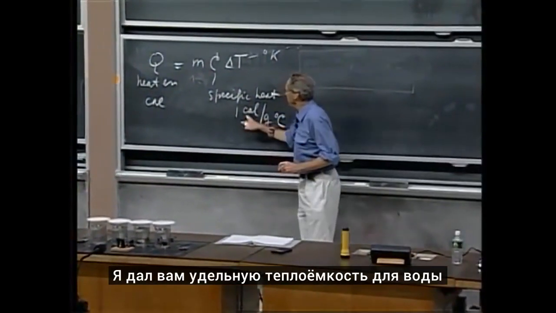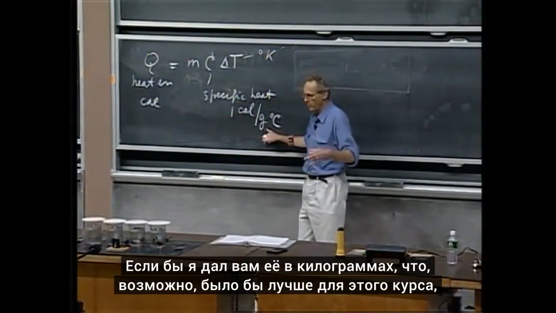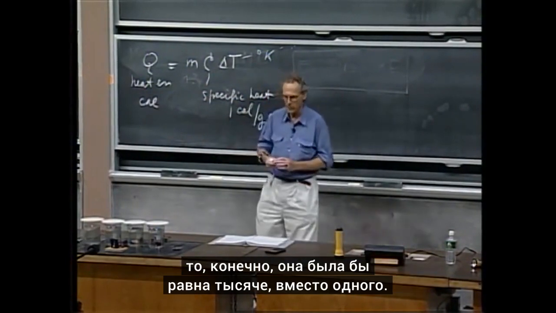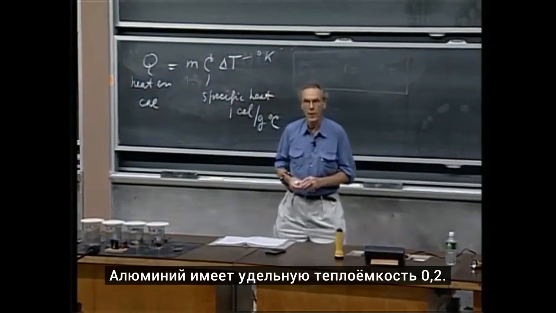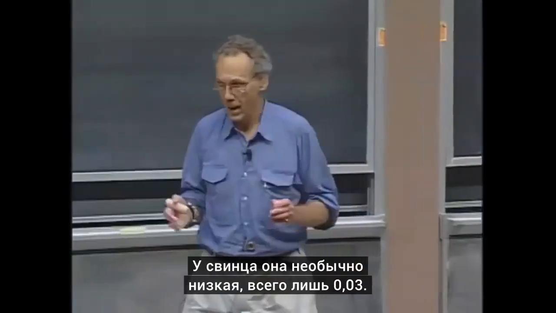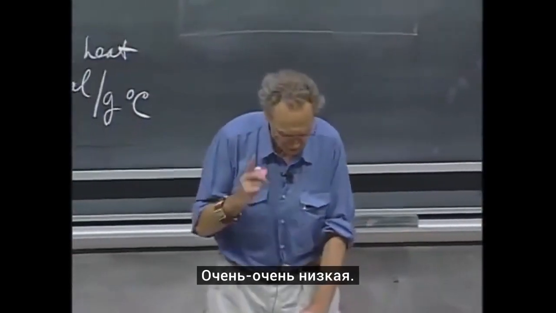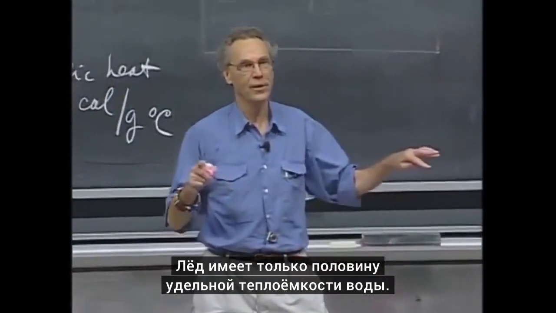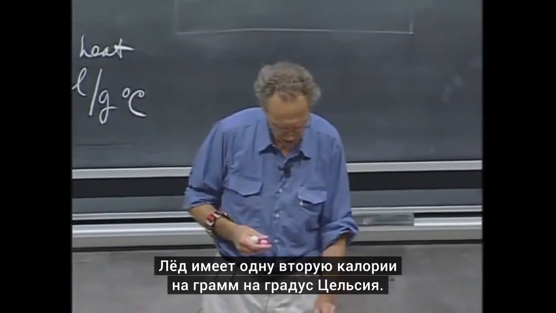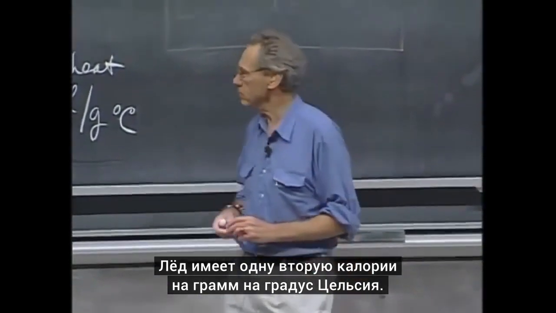I gave you the specific heat for water in calories per gram, not per kilogram. If I gave it per kilogram, which may be nicer for this course, then of course it would be 1,000 instead of 1. Aluminum has a specific heat of 0.2. Lead is unusually low, it's only 0.03, very, very low. Ice is only half the specific heat of water. Ice is only 1/2 calorie per gram per degree centigrade.